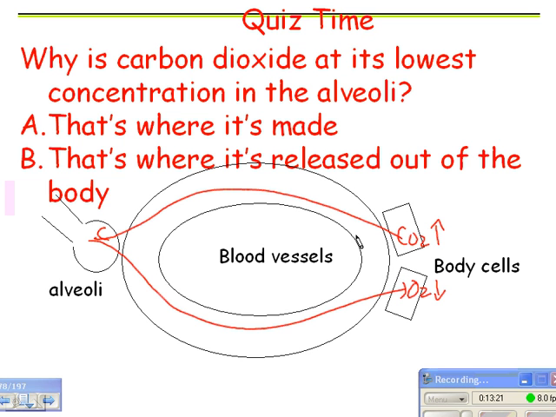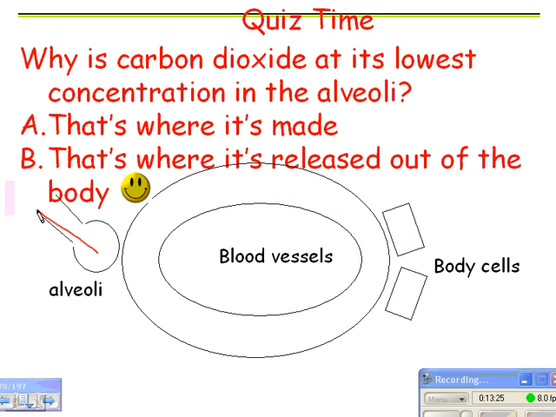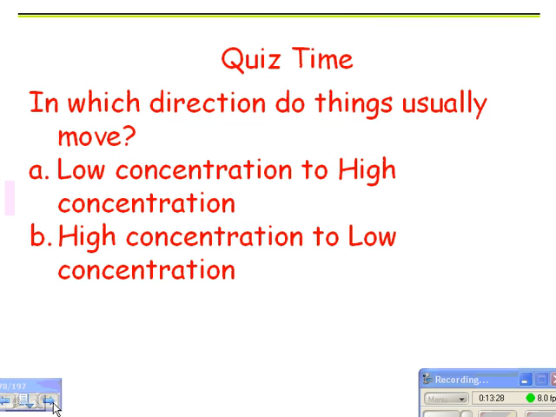So why is CO2 at its lowest concentration in the alveoli? It's because that's where you get rid of it. So you're constantly letting it out of the body. Unless you smoke. In which direction do things move, Davey? Low to high or high to low?